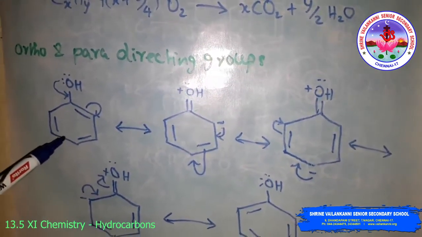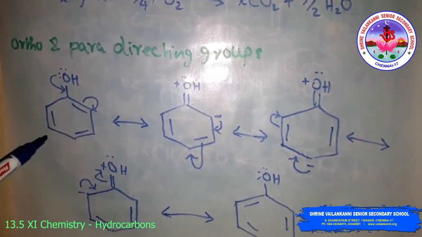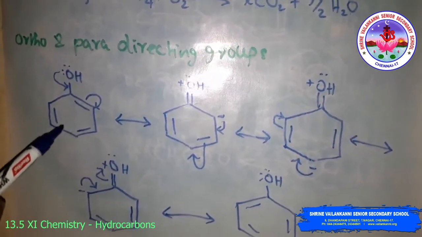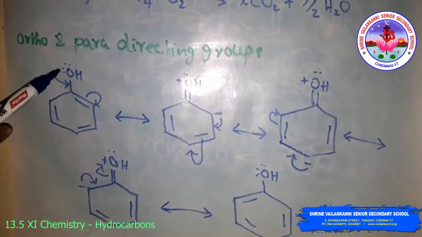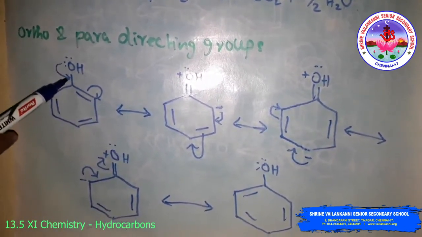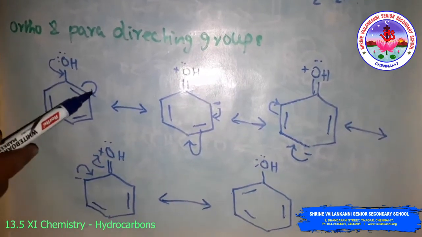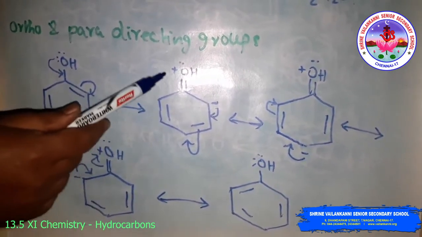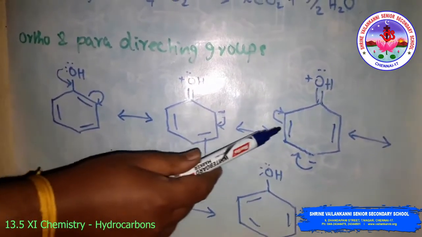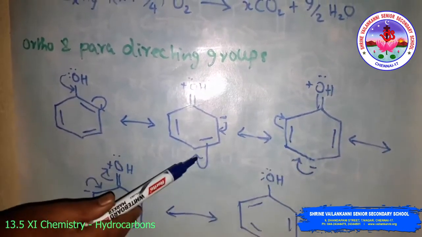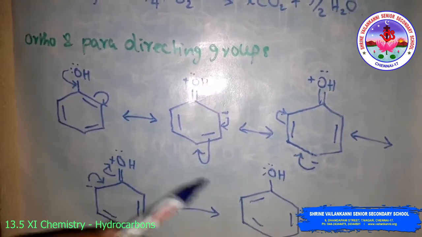See the influence of the phenolic group. The phenol resonance hybrid has 5 structures. Look at this: the lone pair of electrons on the oxygen is attached here. What happens? This bond is shifted here, so the oxygen acquires a positive charge, then this bond is shifted here, and with the delocalization of electrons one by one, you get the 5 resonating structures.